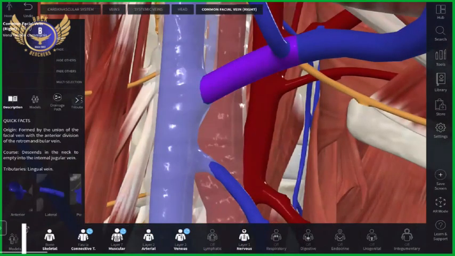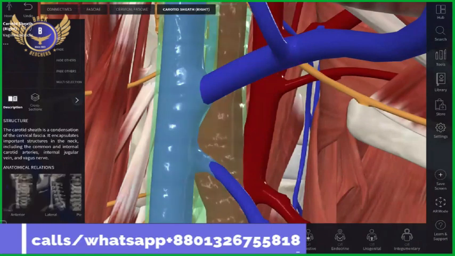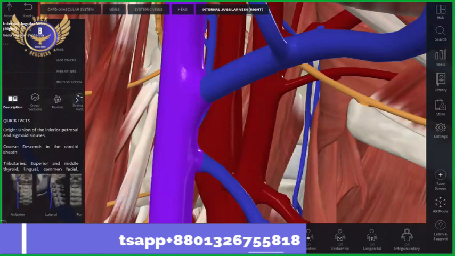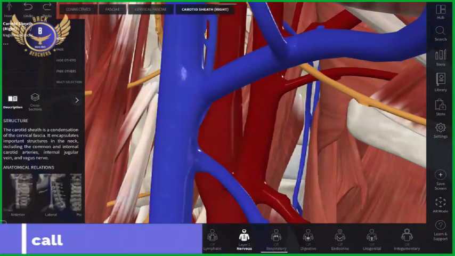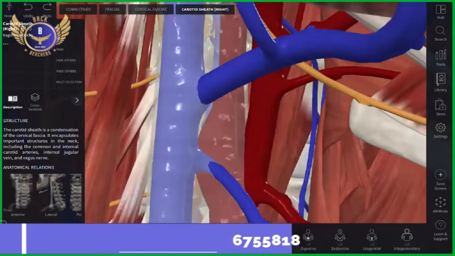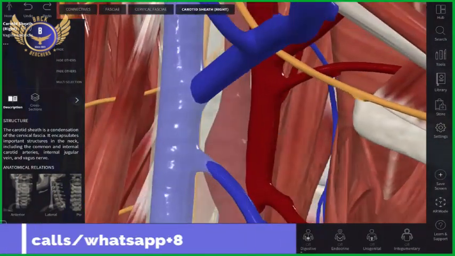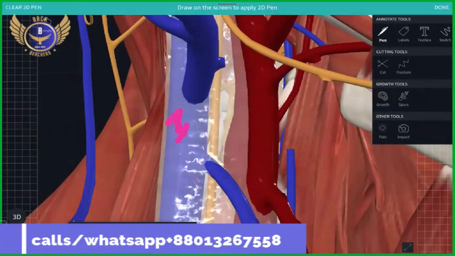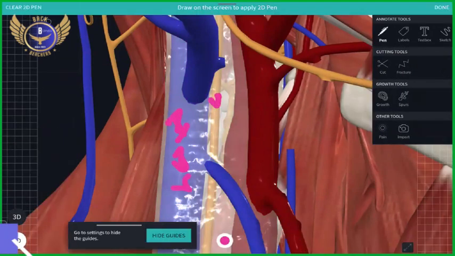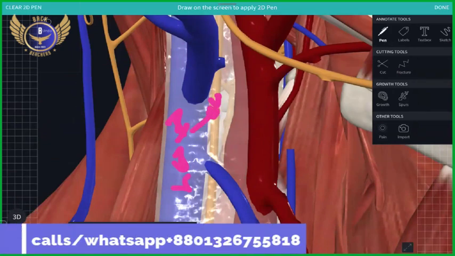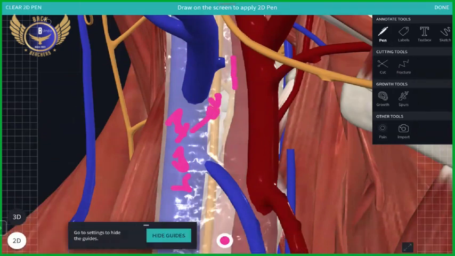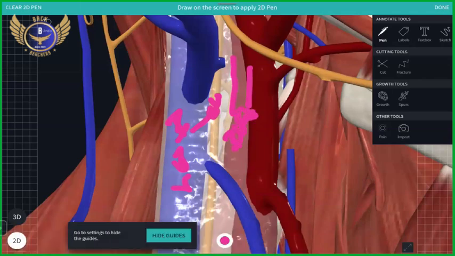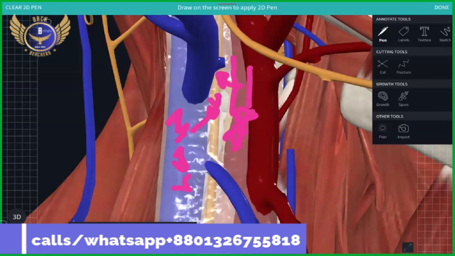Inside the sheath, we have the internal jugular vein. We can just see it. Then let me show you, we have the vagus inside it, that is posteriorly and slightly medially. And we have the internal carotid artery. And posteriorly and laterally we have the vagus.